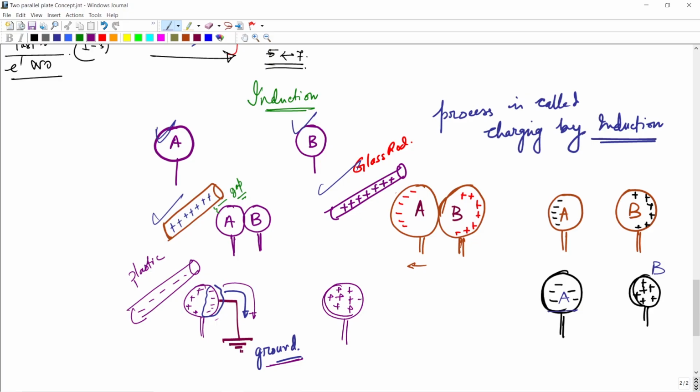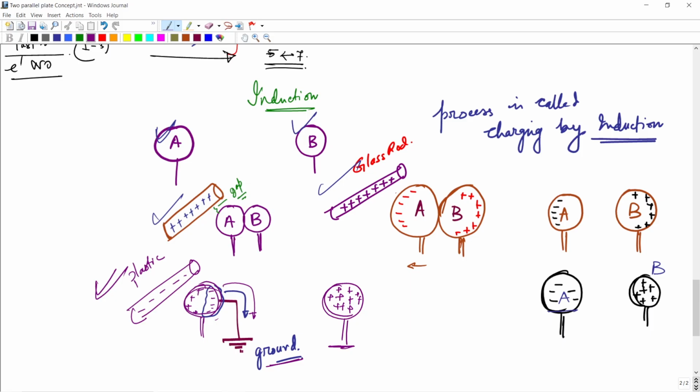This process is also called induction. Before this experiment, the metal ball was in a neutral condition, meaning an equal number of positive and negative charges. After the experiment, the metal ball has only positive charge. That's why this is called charging by induction.